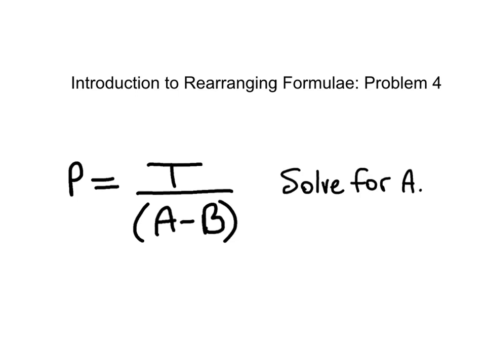We're going to continue now with our introduction to rearranging formula, looking at problem number 4, which is P equals T over A minus B. We are going to rearrange this formula for the variable A.